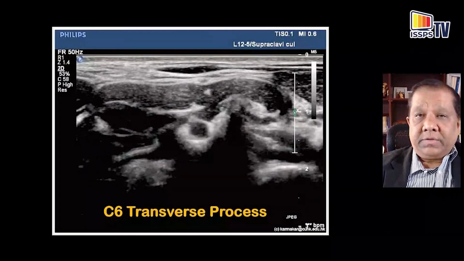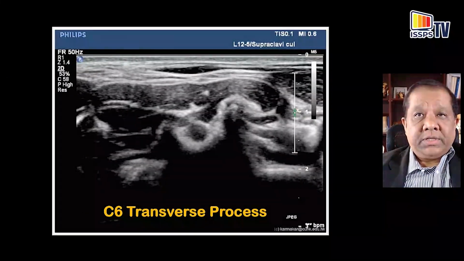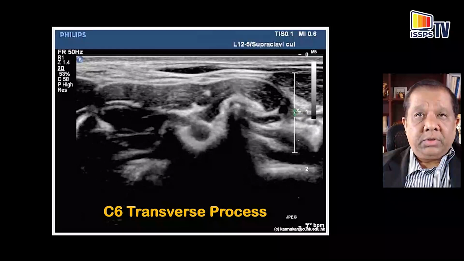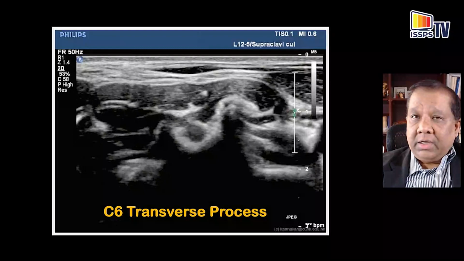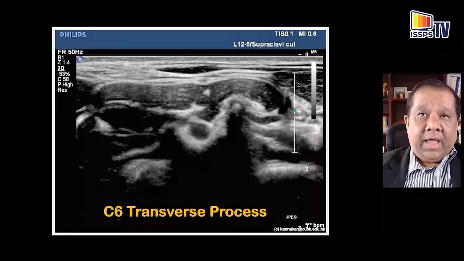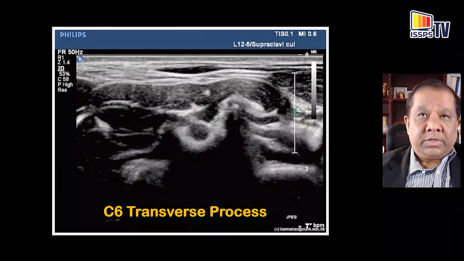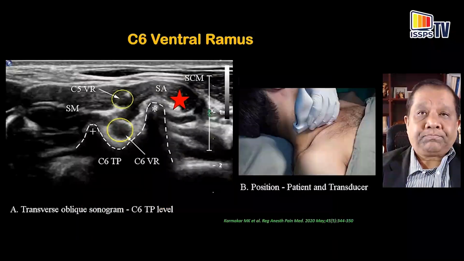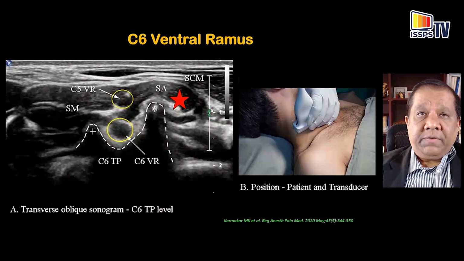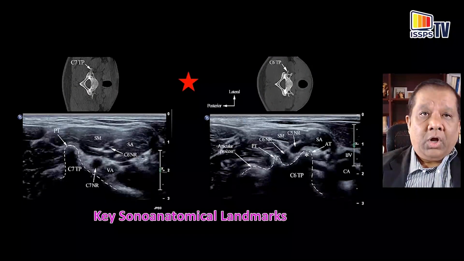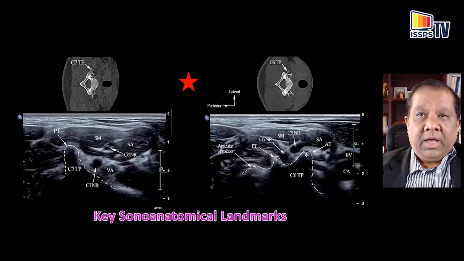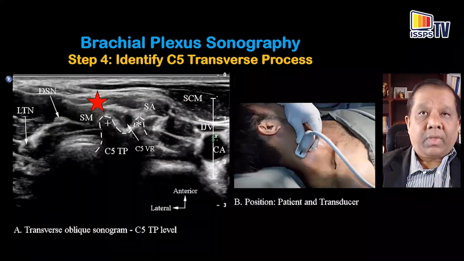As you can see here in this video loop, the C6 has a very prominent anterior tubercle. The posterior tubercle is much smaller. The C6 ventral ramus is lying in between the two tubercles, and cephalad to that is the much smaller C5 ventral ramus. So the C5 ventral ramus is a much smaller nerve when compared to the C6 and C7. Also, you can see here the typical sonomorphology of the C7 and the C6.